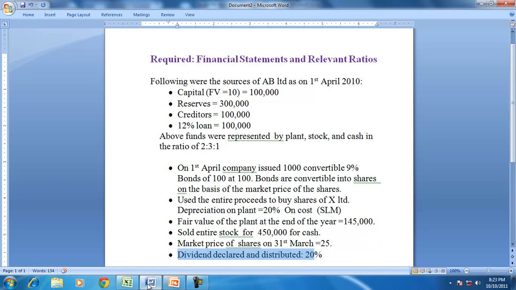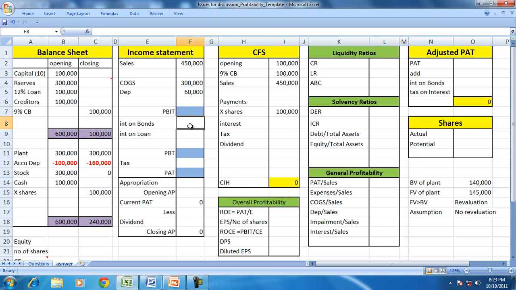Declare dividend, but we'll go to the dividend after determining the profit. So since no other expense before interest there, let us find out the PBIT. So PBIT is equal to 90,000. Interest on bonds, because it is issued at the beginning of the year. Interest on the loan, because we have not paid off the loan. And since no information is given, let us assume that entire interest has been paid off during the year. If you don't pay the interest, create an outstanding liability.